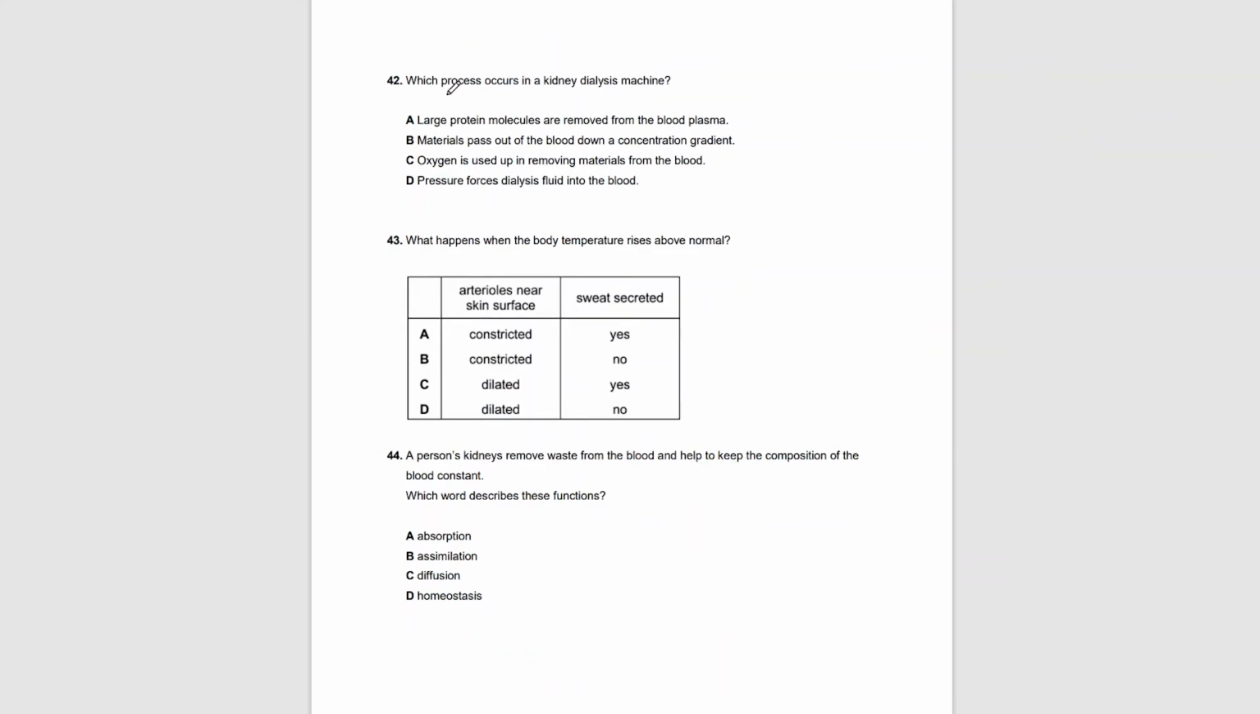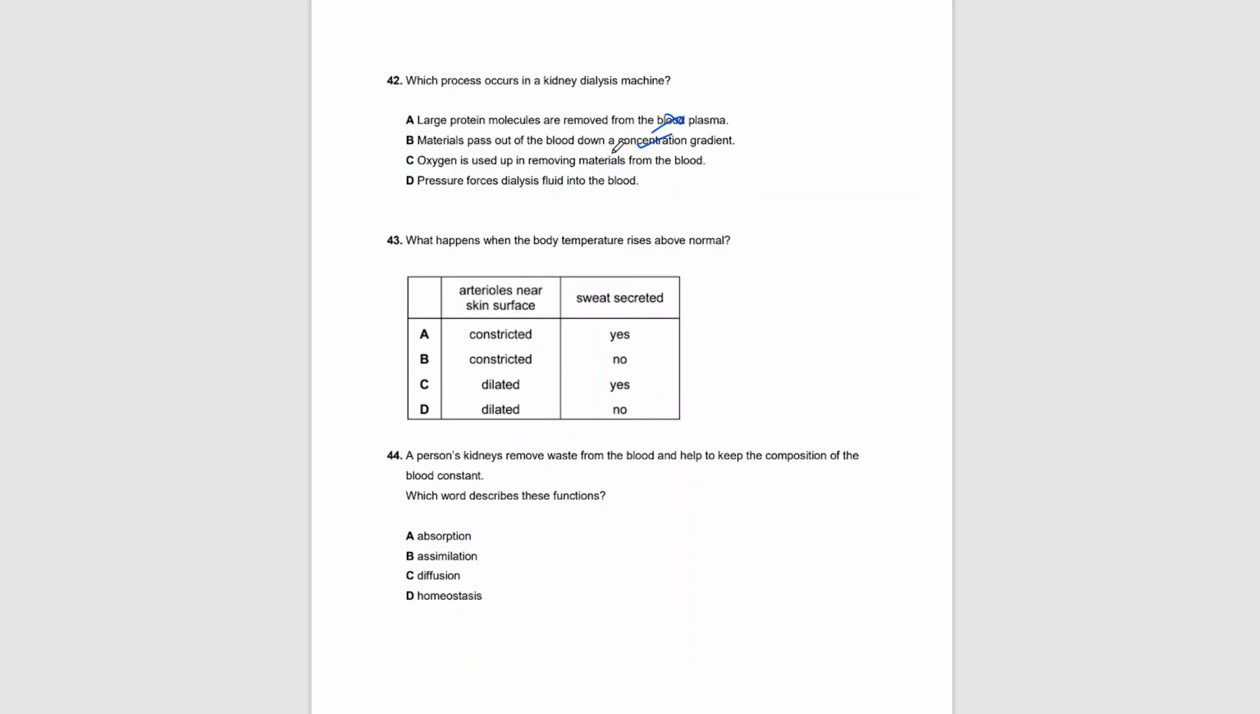Moving to question 42. Which process occurs in a dialysis machine? Large protein molecules are removed from the blood plasma. Protein molecules, which are large, cannot pass through the cell membrane. Materials pass out of the blood down a concentration gradient. It's true. Materials such as urea or excretory products pass from the blood into the dialysis fluid down the concentration gradient.